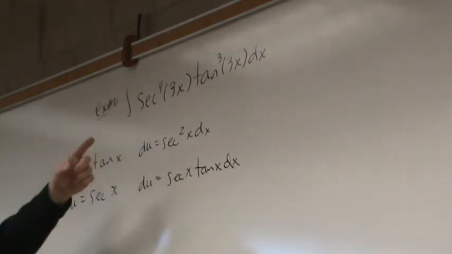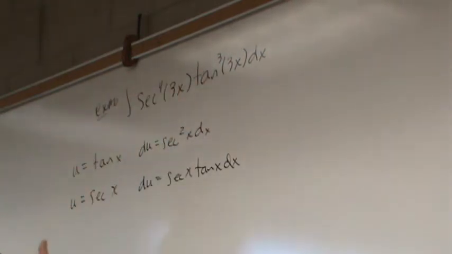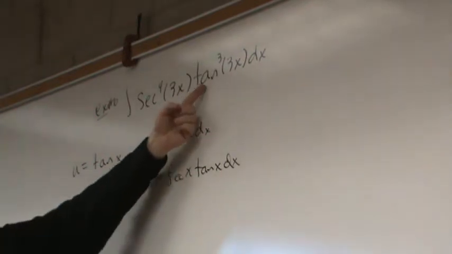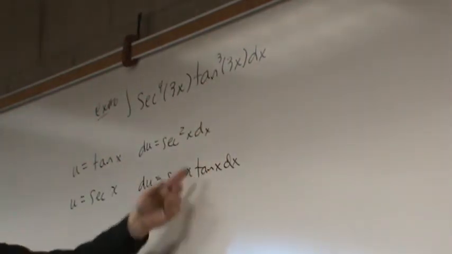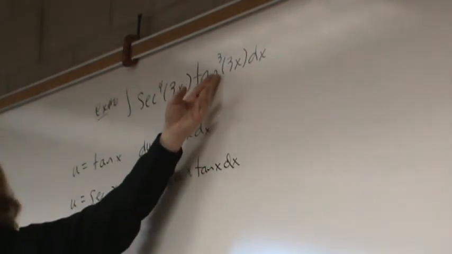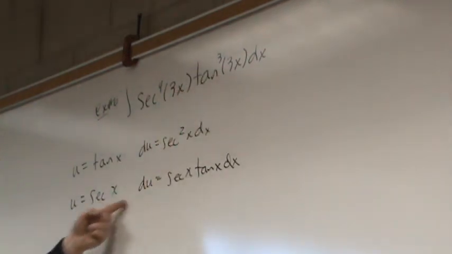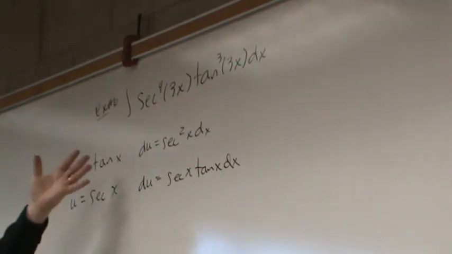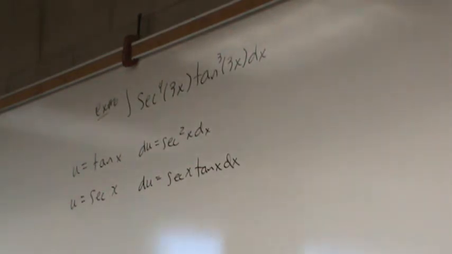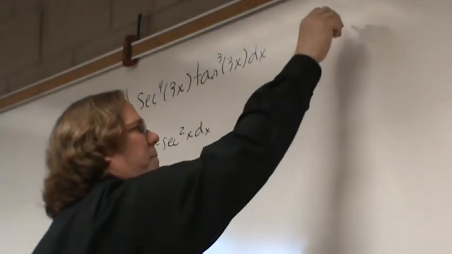But if your power of tangent is odd, then you can reserve one of those tangents as part of your secant tangent. You'll be left now with an even power of tangent. You turn all those into secants, and now you let your u be secant of x. So I gave you a problem where you could go either way. Let me write that down.